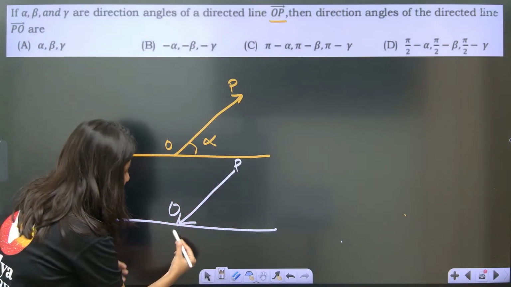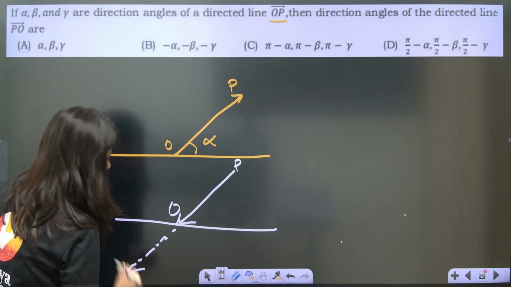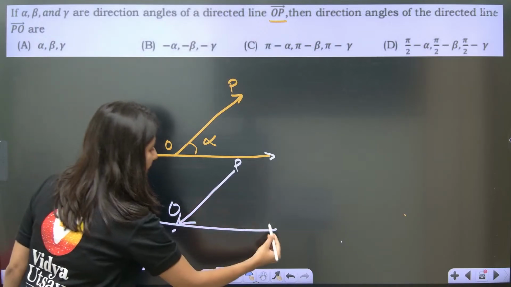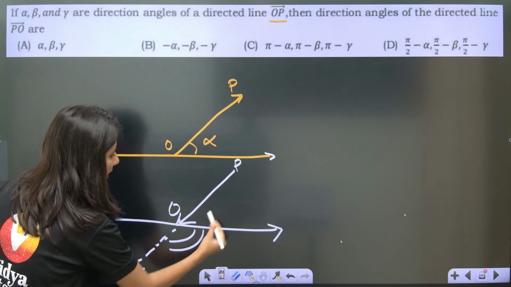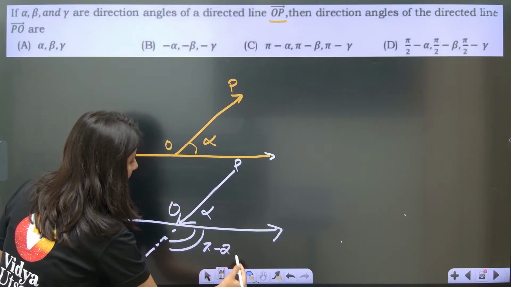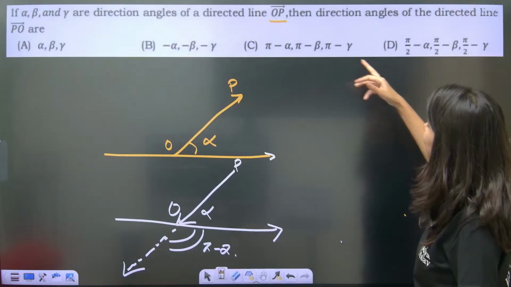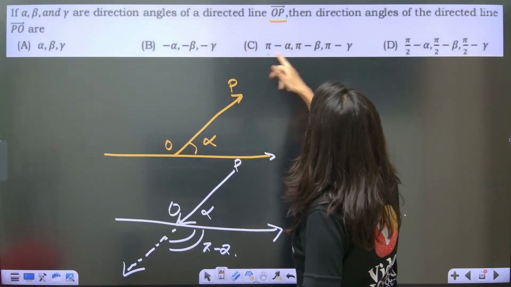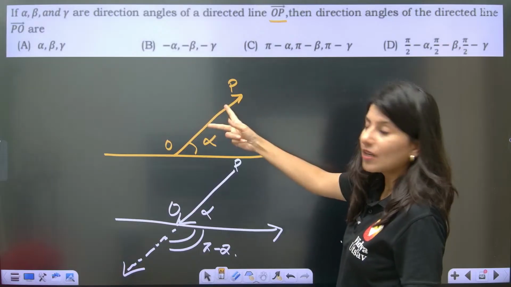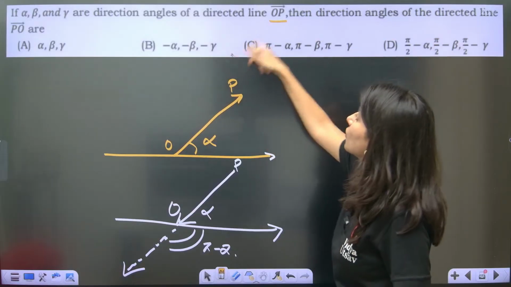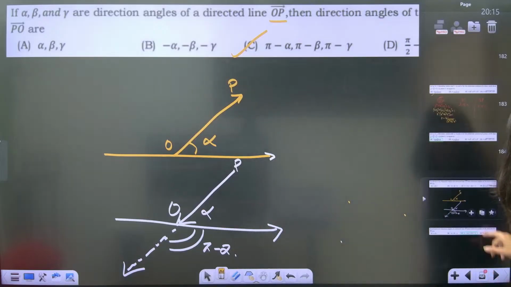So you need to extend this PO. Now see, this is your PO, correct? So now PO and this is your another angle. So can you see this angle is what you're looking for? So if this is alpha, this is pi minus alpha. Okay, if this is alpha, linear pair, pi minus alpha. So clearly alpha will become pi minus alpha if you change the direction of the OP vector. Now it has become PO. So option C is absolutely right. Okay, option C is absolutely right.